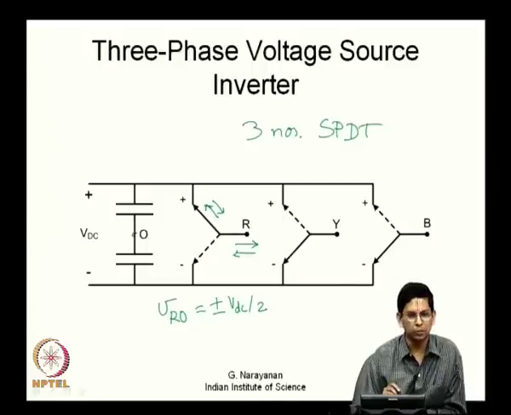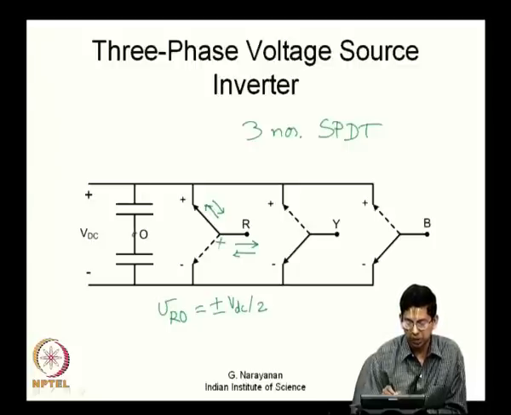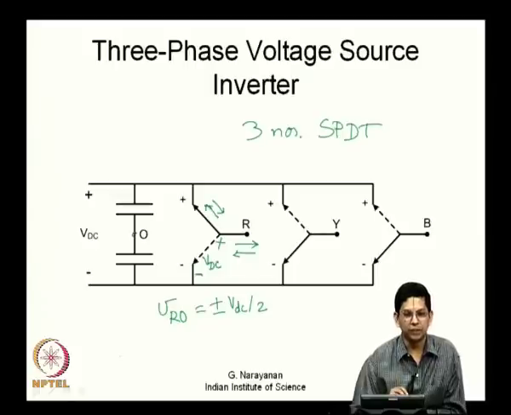What happens to the bottom throw? What happens between the pole and the bottom throw? There is a switch which is open, which is off, and this switch is blocking a voltage. And what is it blocking? R is connected to the positive terminal of the DC source. So, it is plus, and the throw is connected to the bottom of DC. So, it is minus. It is blocking a potential equal to VDC, the DC bus voltage VDC.